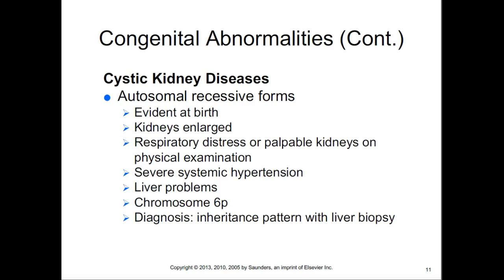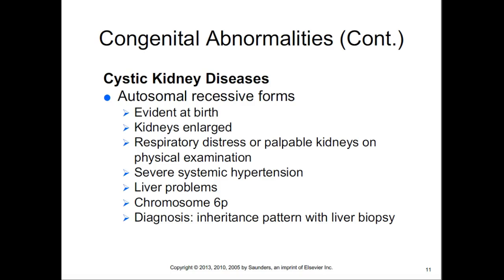And just to let you know that the P means that it's the short arm of chromosome 6. Chromosome 6 has a short arm and has a long arm. The short arm is petite, so P for petite. And then the long arm is the letter that follows P, which is Q. Sorry, I didn't make that up. That's just how it is.